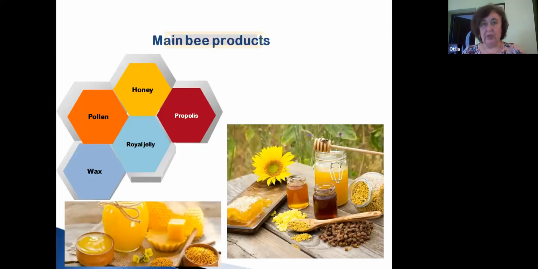We all know that the main bee products are honey, pollen, bee bread, wax, royal jelly, and propolis. The question is which of these products have the most important amounts of biologically active products, because now we are talking about bee products not from a nutritional point of view, but also for their biological properties. So what are the biological properties of our bee products, and what type of substances are there?